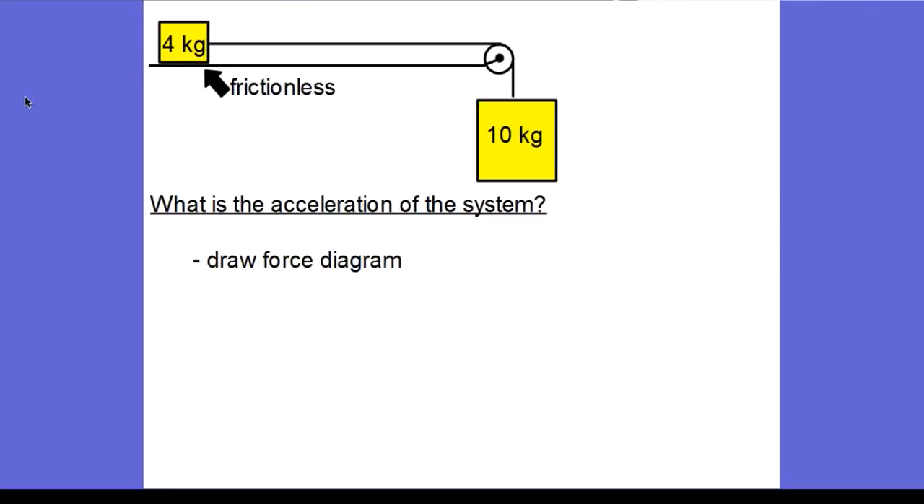Let's look at an example. How much work is done on this 4 kilogram block as it moves through a certain distance? Well, the first thing we want to do is figure out what's the acceleration of the system, and to do that we need to draw a force diagram.